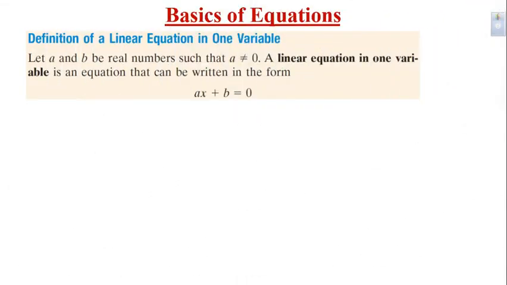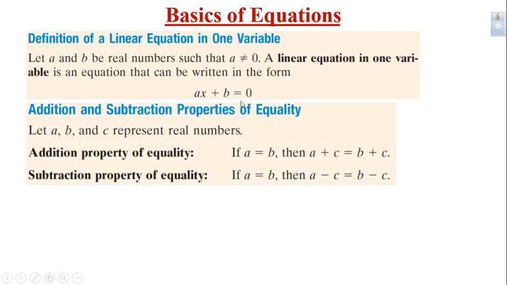Now, some basics of equations. A definition of a linear equation in one variable is given here. Let a and b be real numbers where a is not zero. That's the coefficient of the variable x. A linear equation in one variable is an equation written in the form ax plus b equal to 0. In other words, the x has a non-zero coefficient and everything else are constants. And so we're trying to solve for the variable when we're trying to solve the equation.